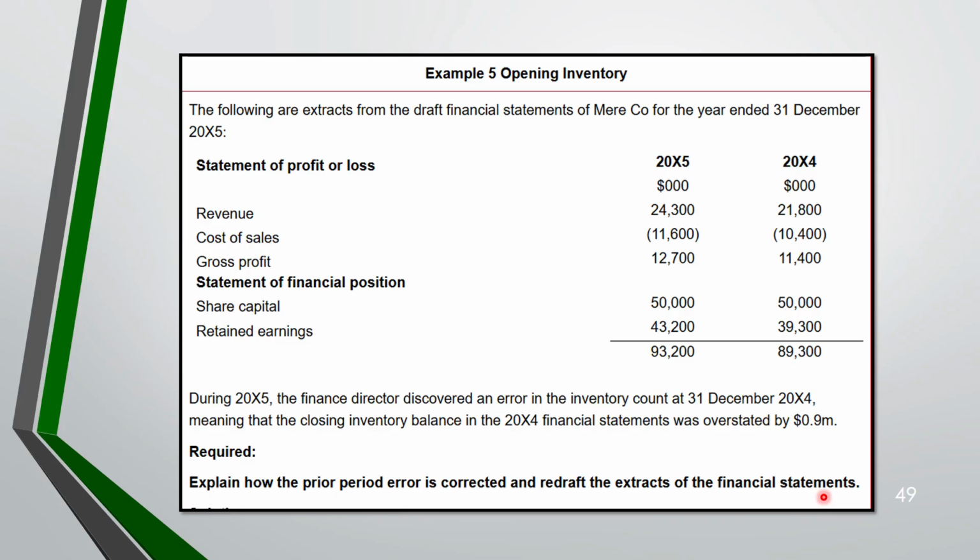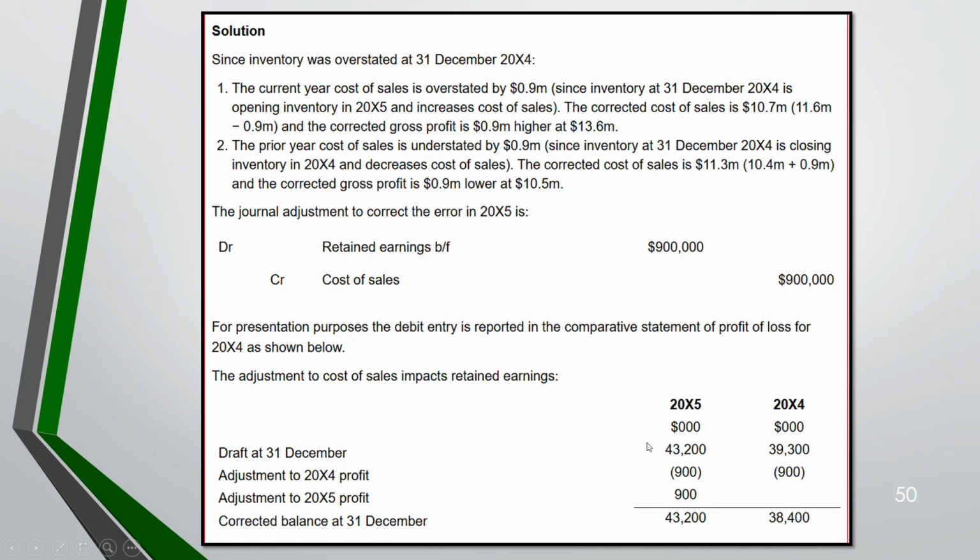So let us do that. First, how the error will be corrected before we redraft the financial statement. So this is the solution. The current year cost of sales is overstated. Since inventory was overstated, current year cost of sales is overstated by 0.9 million. Why? Because inventory at 31st December 2004 is the opening inventory in 2005, and it will increase your cost of sales. So if opening inventory is overstated, it means cost of sales is higher.